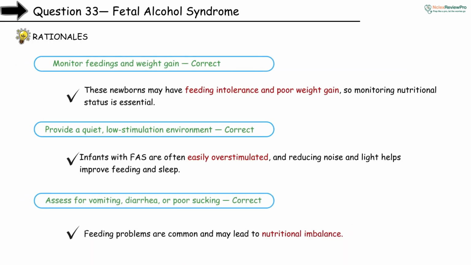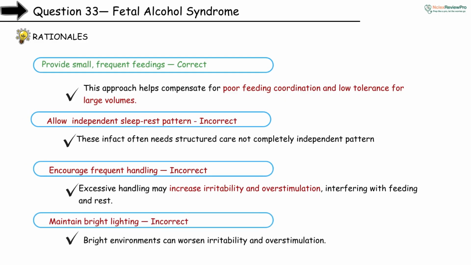Let's go through the correct options. Monitor feedings and weight gain. Correct. These newborns are at high risk for poor nutrition and growth problems, so close monitoring is essential. Provide a quiet, low-stimulation environment. Correct. These infants are easily overstimulated. Reducing noise, light, and handling helps improve feeding and sleep. Assess for vomiting, diarrhea, or poor sucking. Correct. Feeding intolerance is common and must be identified early. Provide small, frequent feedings. Correct. This helps compensate for poor coordination and low tolerance for large volumes.